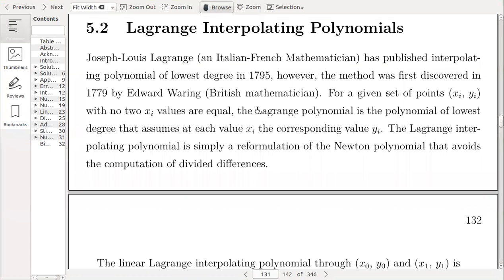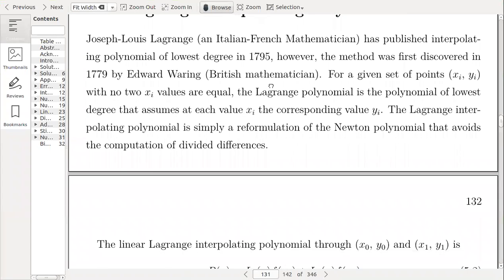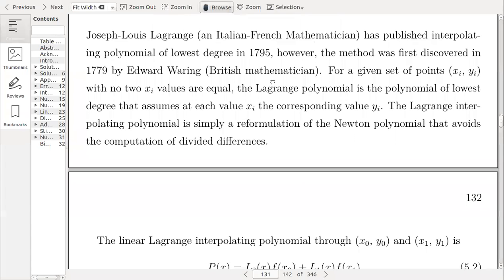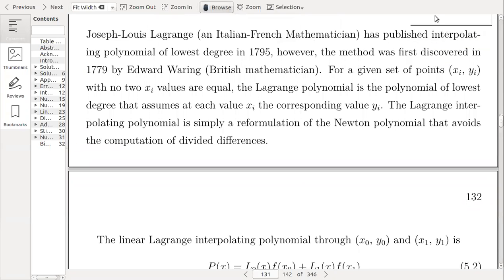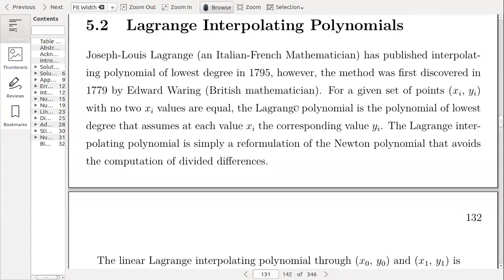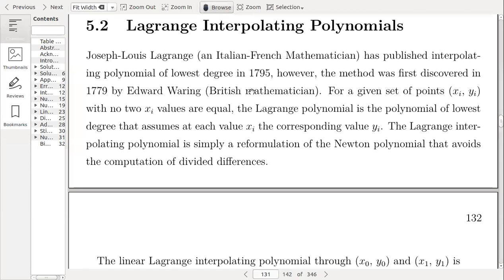So today we discuss Lagrange interpolating polynomials. Joseph Louis Lagrange, an Italian-French mathematician, published the interpolating polynomial of lowest degree in 1795. However, the method was first discovered in 1779 by Edward Waring, a British mathematician. So the lowest degree polynomial was first introduced by Joseph Louis Lagrange.